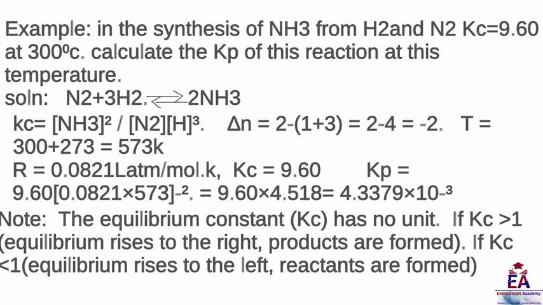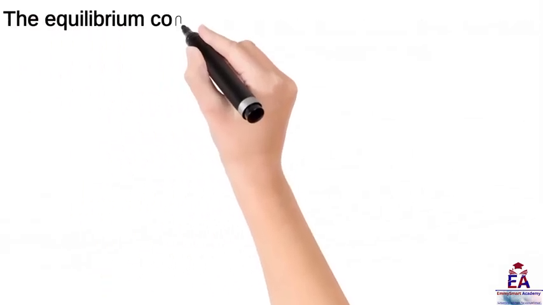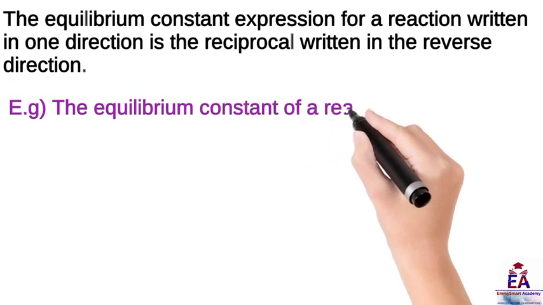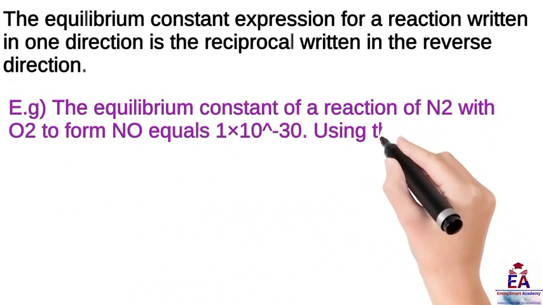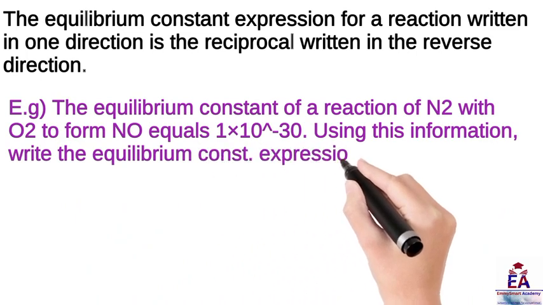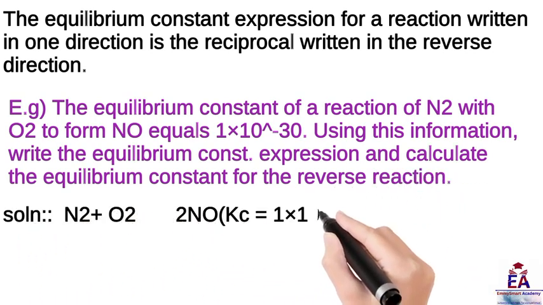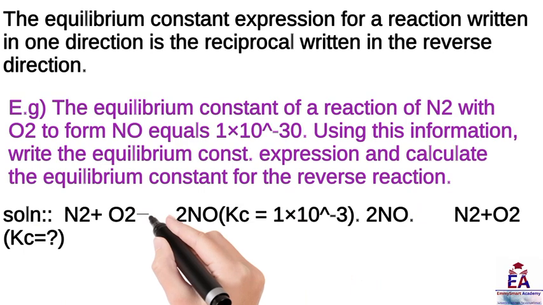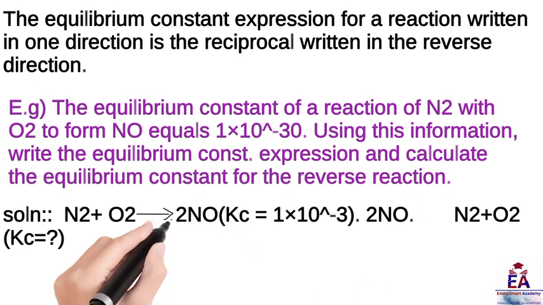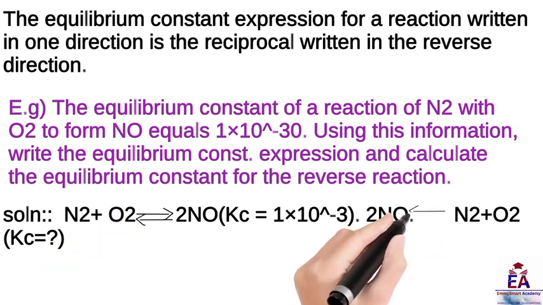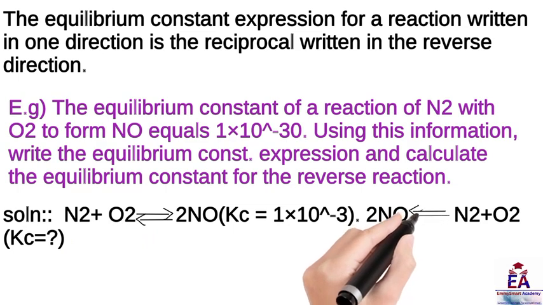But if it is less than 1, then the equilibrium lies to the left, and it favors the reactants. So reactants are formed in that case. The equilibrium constant expression for a reaction written in one direction is the reciprocal of that written in the reverse direction. So the reciprocal is basically what it is. We have the equilibrium constant for the reaction of nitrogen and oxygen to form nitrogen oxide equal to 1 times 10 raised to the power minus 30. Using this information, write the equilibrium constant expression and calculate the equilibrium constant for the reverse reaction.